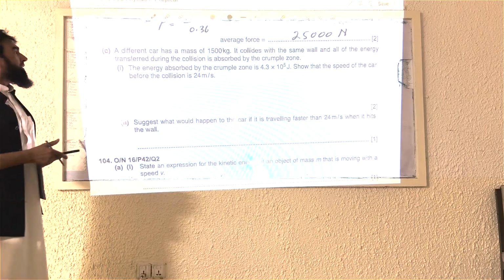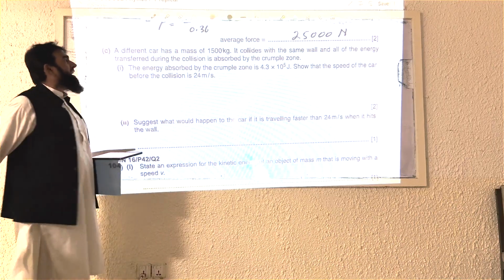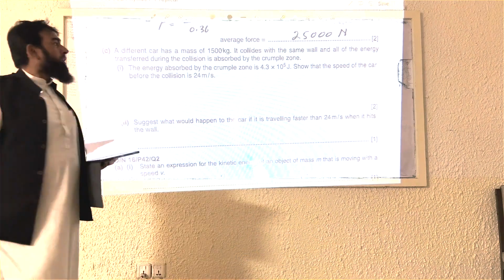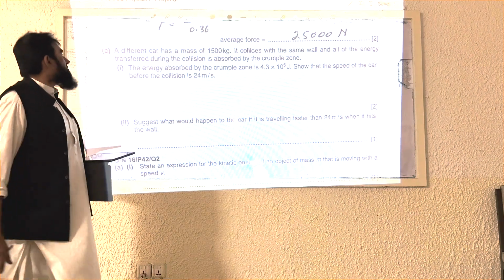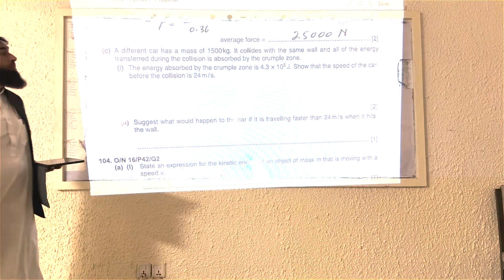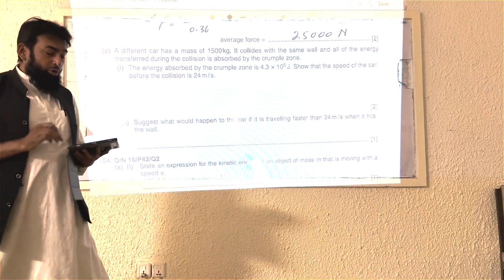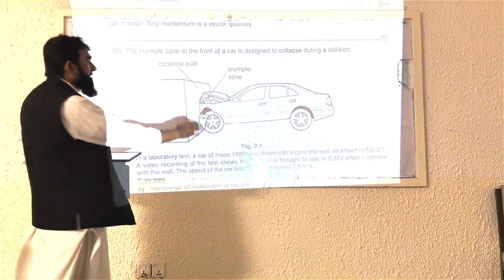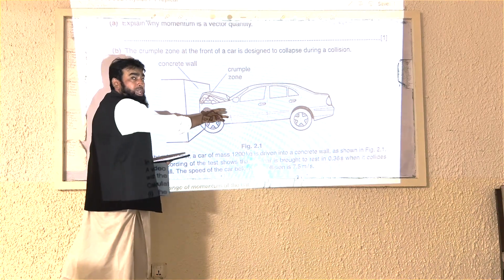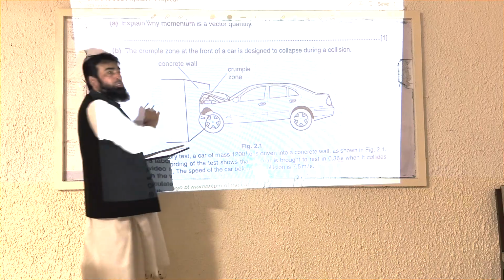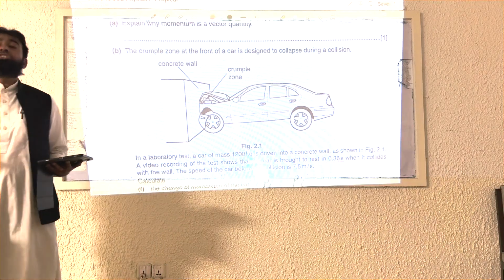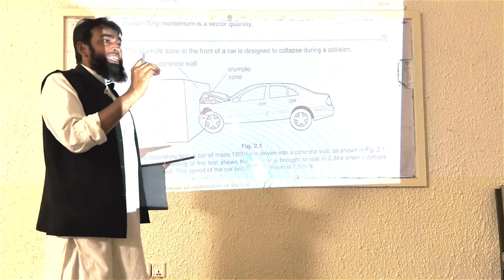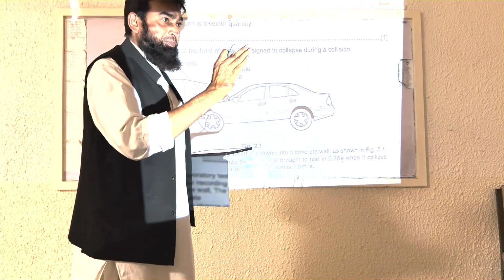Look, a different car. Now here he is saying that a different car has a mass of 1500 kg. It collides with the same wall, okay? And all the energy transferred during the collision is absorbed by the crumple zone. You know that there is a crumple zone in each car, like this. This zone is called the crumple zone because it is for the safety of the passengers in the car, okay? This crumple zone basically increases the time.